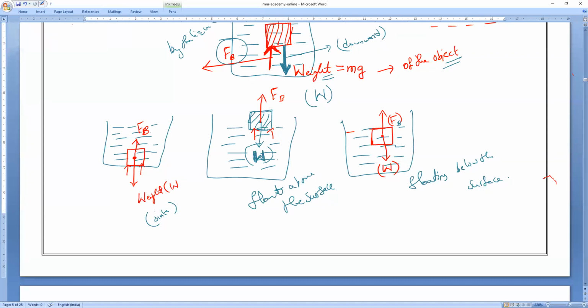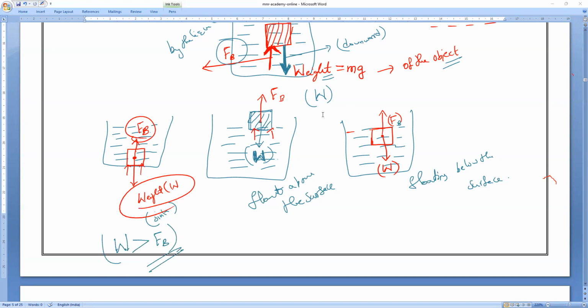So check it, everybody. Now the object is sink. So which are you thinking is greater, buoyancy force or weight of the object? Weight of the object. Very good. So weight of the object is greater than buoyancy force. So will the object sink or float? The object will sink in the liquid when weight of the object is greater than buoyancy force. Anybody having any problem, you can ask me.